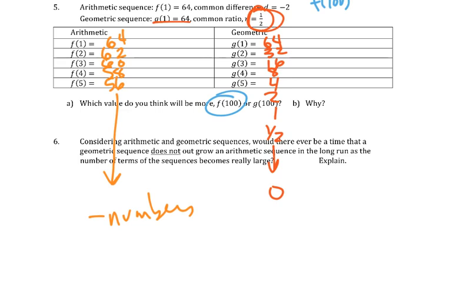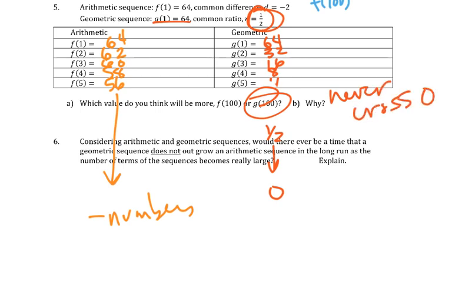So it's going to be pretty close, being that we have 100 steps to go. It could be pretty close, but I'm pretty sure that it's actually still going to be the geometric, because it's never going to cross 0, whereas the arithmetic one will.